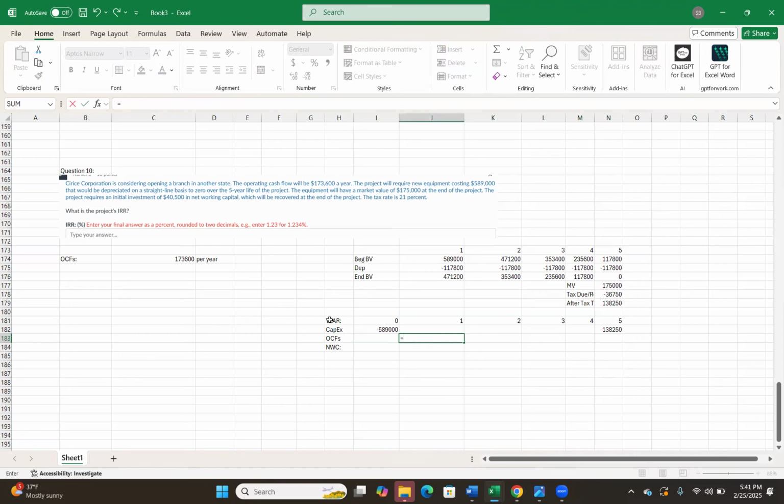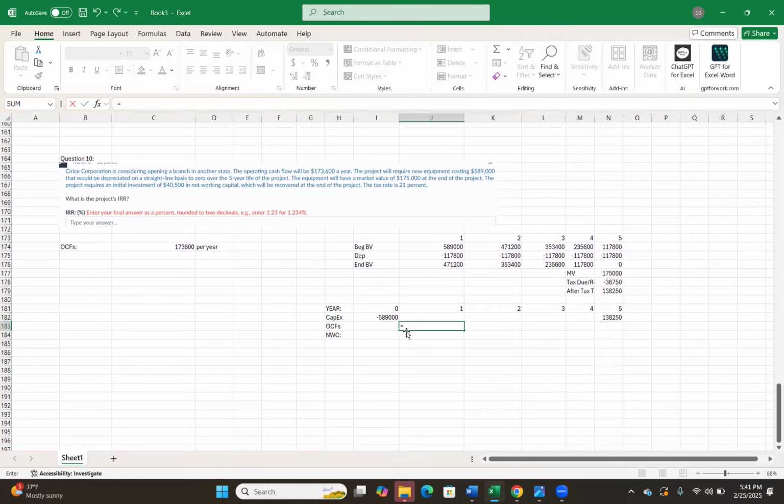OCFs are only in the years past year 0. Okay, we're finishing in 10 minutes, I think. We'll do our best. Okay, so OCFs are going to be equal to this number because she gives it to you. How nice. I'm going to lock that in, copy it across, paste it.